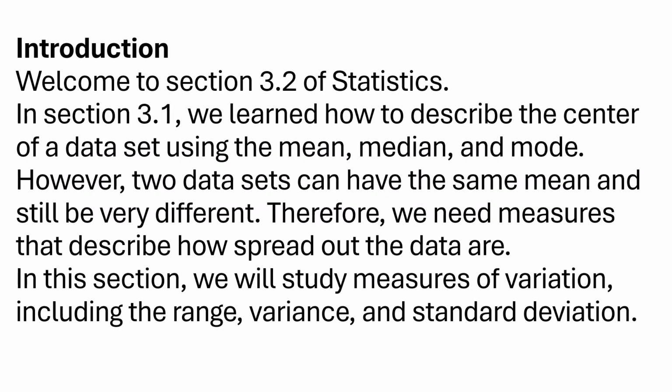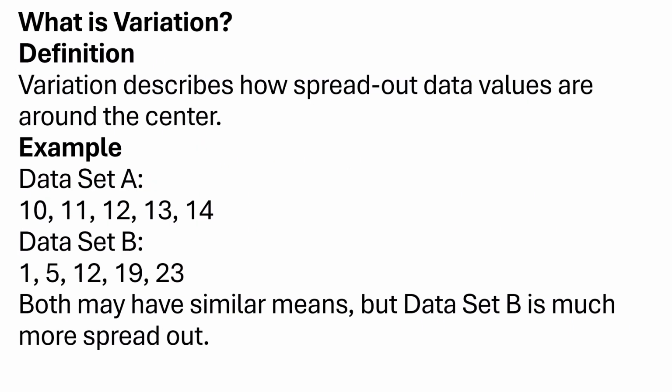Introduction. Welcome to Section 3.2 of Statistics. In Section 3.1, we learned how to describe the center of a dataset using the mean, median, and mode. However, two datasets can have the same mean and still be very different. Therefore, we need measures that describe how spread out the data are. In this section, we will study measures of variation, including the range, variance, and standard deviation. Measures of variation help us understand the consistency or variability of data.